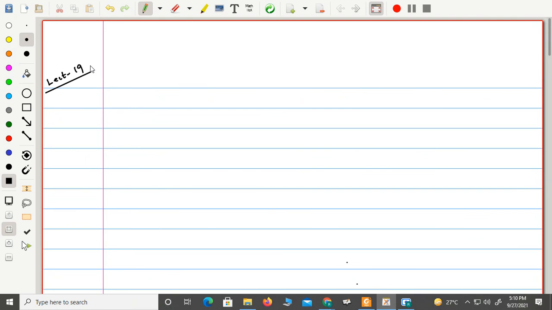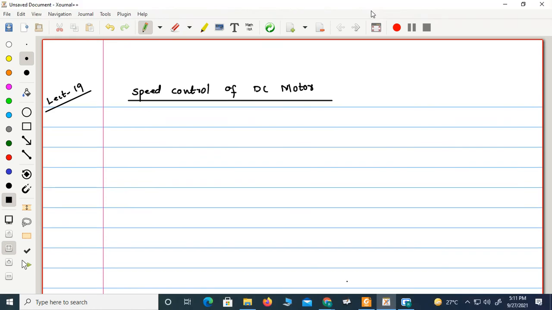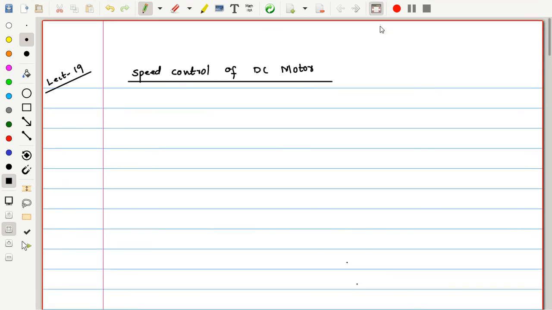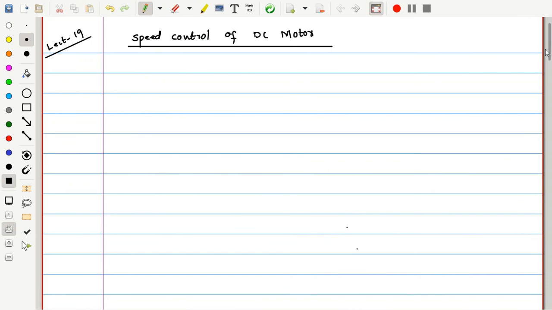Alright, so in this lecture, we would like to see the speed control of DC motor. Let us see what will be the speed and how it is relevant to various things.